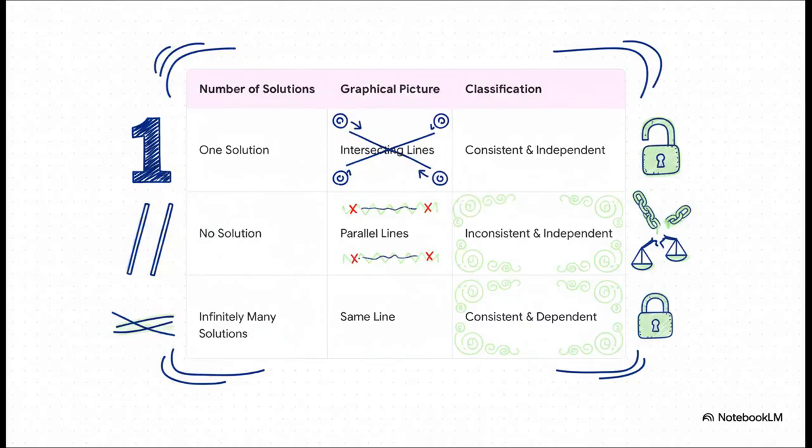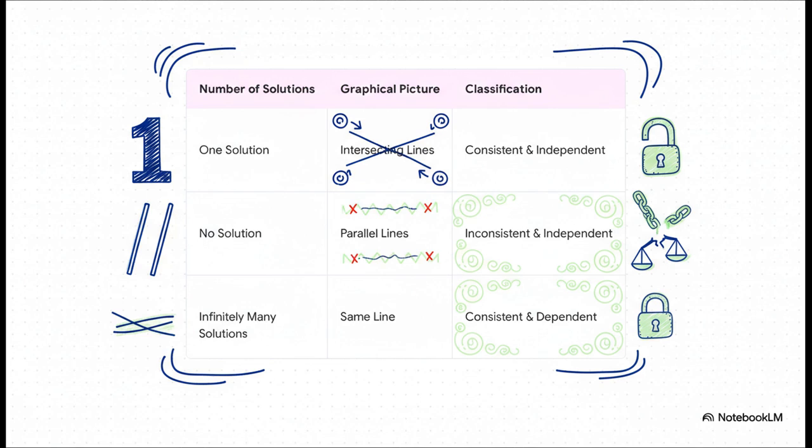Okay, this slide right here, this pulls it all together. Let's just walk through it. Look at that first row. If you find exactly one solution, you're looking at intersecting lines. And what do we call that? Well, since there's a solution, it's consistent, and since they're two different lines, they are independent.